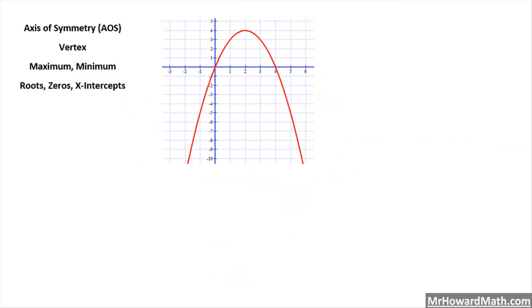So the second example here, we'll start with the axis of symmetry. So the axis of symmetry is the imaginary vertical line. We usually put a dashed line to sketch it in there. And it's always denoted as x equals the x value, so x equals 2 is the axis of symmetry. It's always specified as a vertical line. x equals a number.